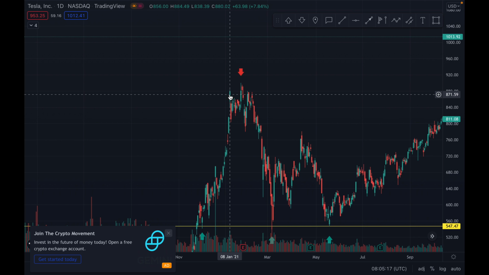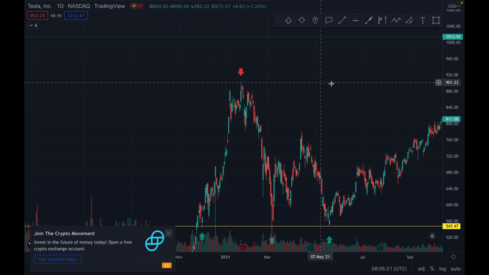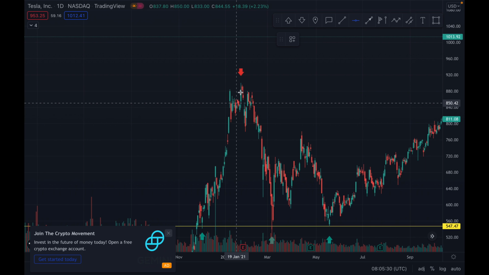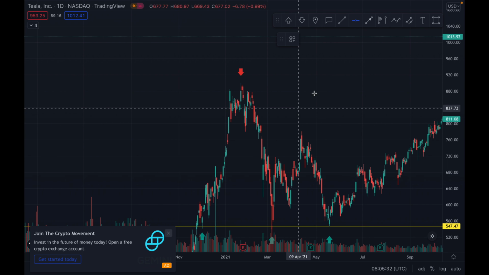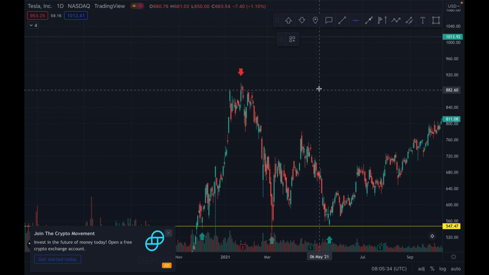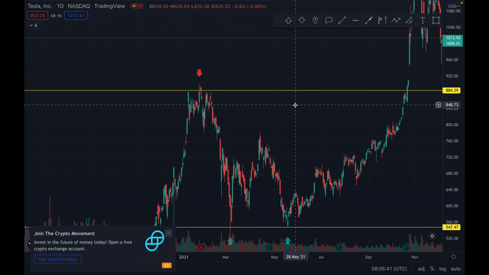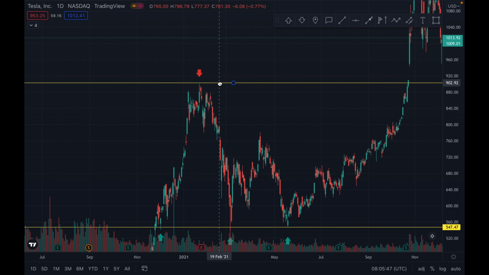But for this we'll just draw a simple resistance line. Where I want to draw this: since I see there's some resistance here, it bounces back down. This is another high, bounces back down, so I would likely draw in between around here. Drawing is an art, so usually you just draw around that area. If you want to be very extreme, then you draw it here.